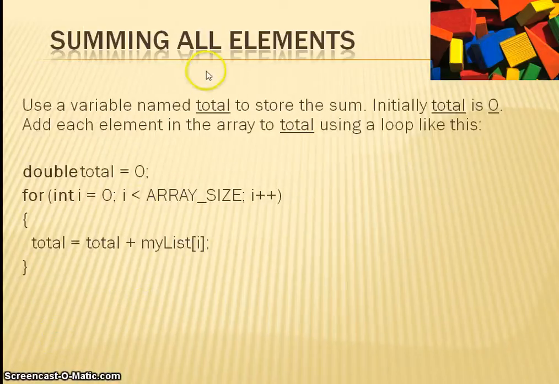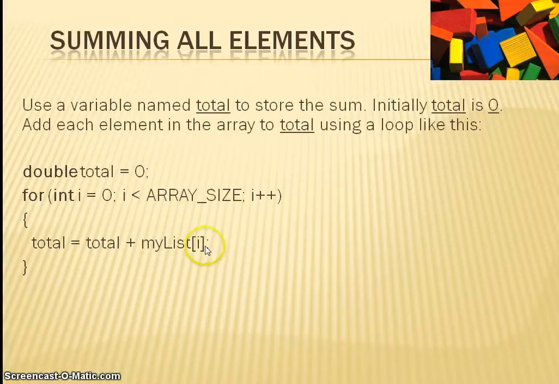The next slide is on summing all the elements. How to sum all the elements in an array: by assigning a name, total, as a temporary variable, and we have to initialize the value as 0. Double total equal to 0. Int i equal to 0, i less than size, i plus plus. From that we have to store the total.